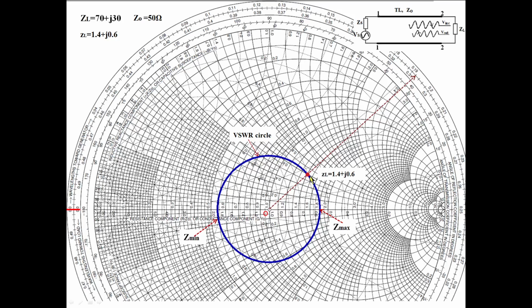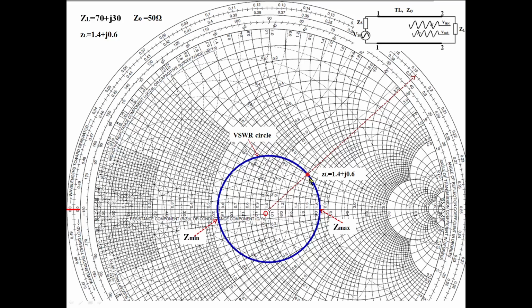So mark the impedance, take the center of the Smith chart as the center, and the radius equal to OZL, from here to here. Draw a circle like this. This is called a VSWR circle. So on the Smith chart we have to draw the VSWR circle. If they ask you to draw a VSWR circle, this is the VSWR circle.